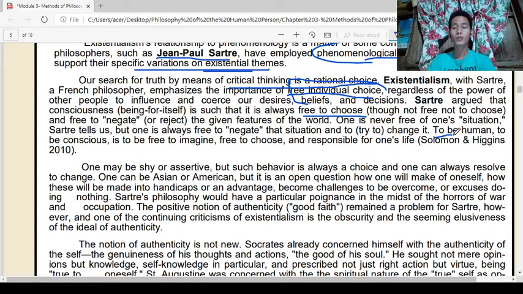According to Sartre, to be human is to be conscious. To be human, to be conscious, is to be free to imagine, free to choose, and responsible for one's life. So existentialists like Sartre, Soren Kierkegaard, and Nietzsche really emphasize the importance of free individual choice in becoming human, 'di ba? Or in becoming an empowered human being, and then in arriving at truth. Especially Sartre believed that to be human is to be conscious and free to imagine, free to choose, and responsible for one's life. Take note, you are responsible for your own life.